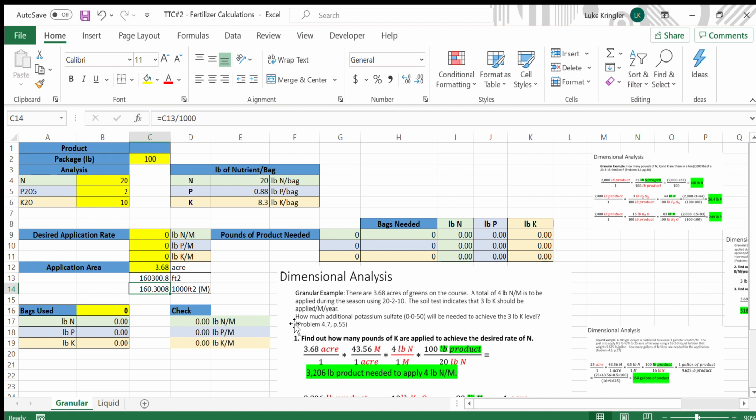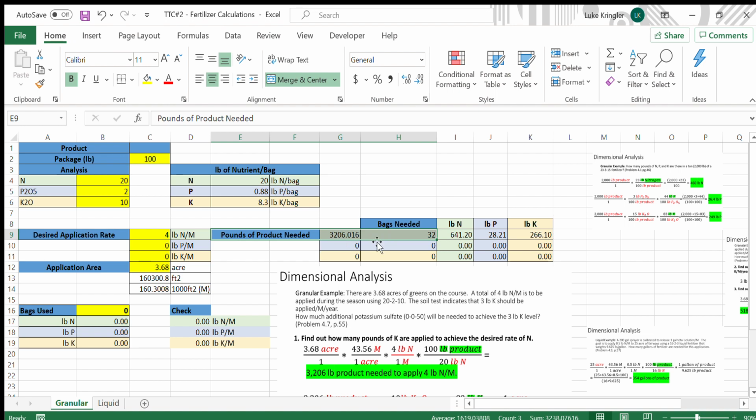So now we look at our desired application rate. So we have the analysis of the fertilizer 22-10. So let's just think about the nitrogen right now. So we go to the desired application rate, and we want to put 4 pounds of nitrogen per 1,000 square feet. Now we look at this, our calculator automatically tells us that we will need 3,206 pounds of product to achieve 4 pounds of nitrogen per 1,000 square feet.